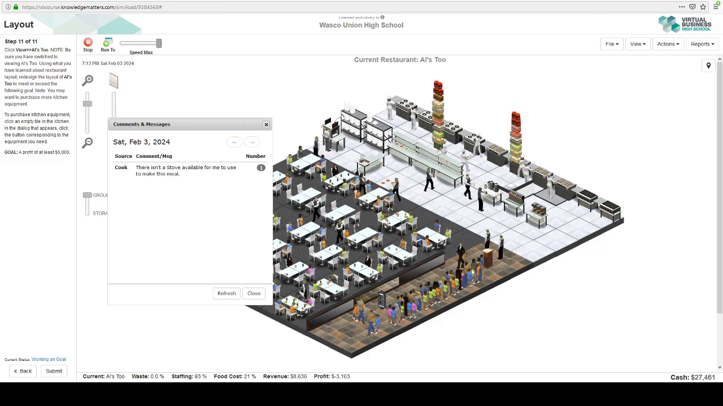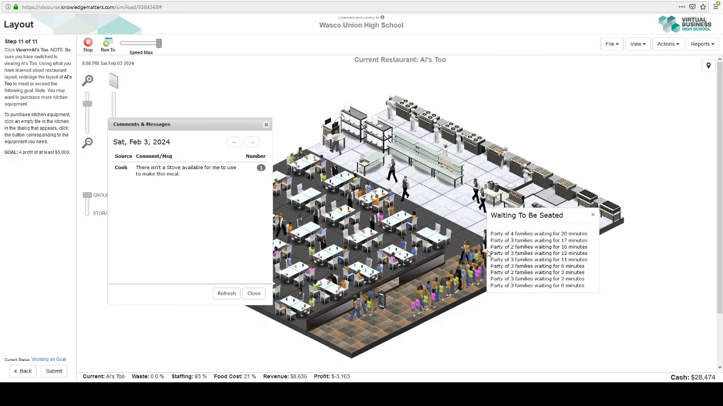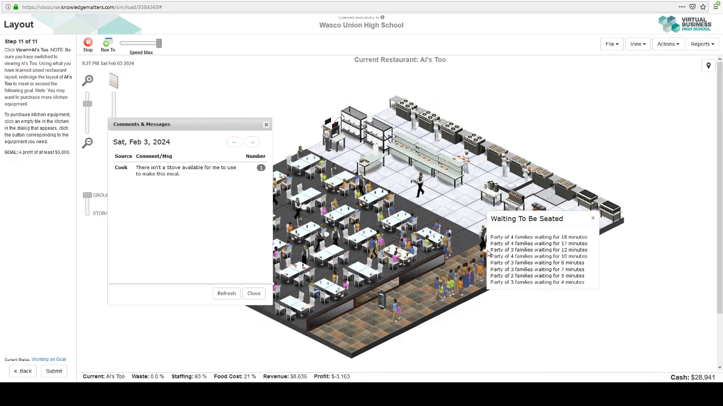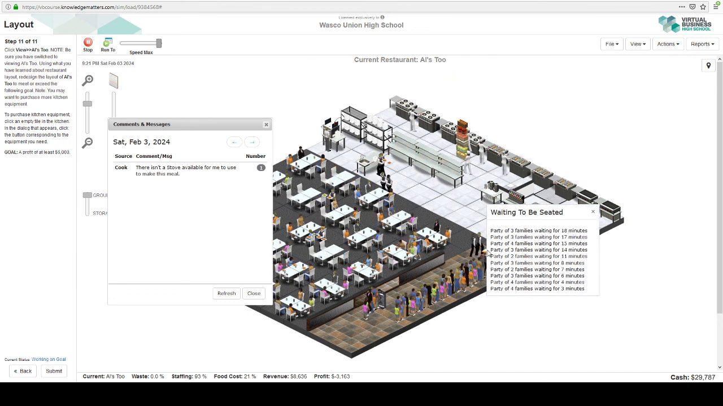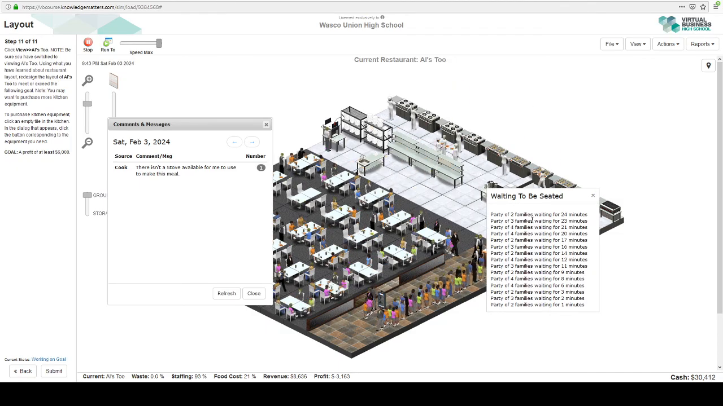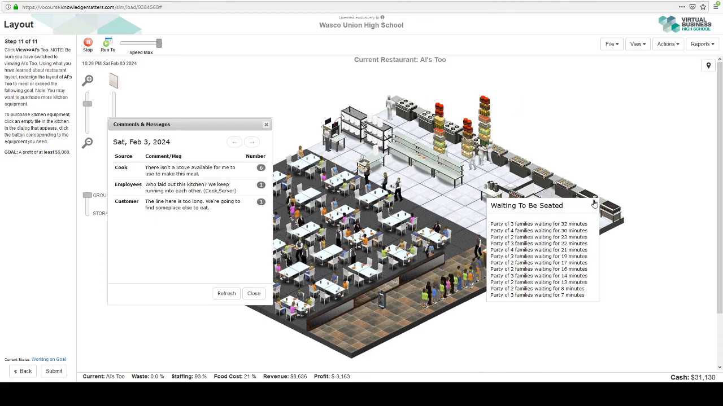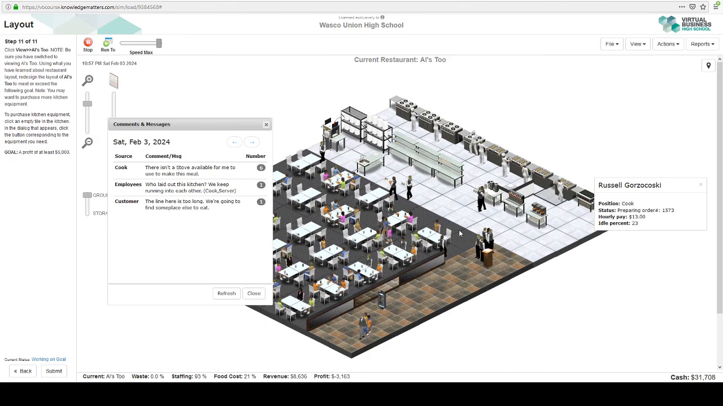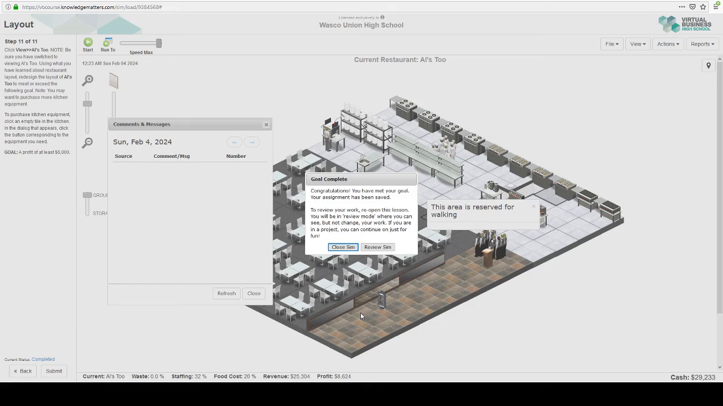Ooh, this line. How long are they waiting? That's not so bad. Okay, 20-30 minute wait is pretty typical. Start party of 2. Okay, so parties of 2 are waiting longer. Maybe I need to add a couple of tables in here somewhere, but everything's reserved for walking. But you know what? We met our goal. So we're on the right track. We're doing the right things, and let's move on to the next lesson.